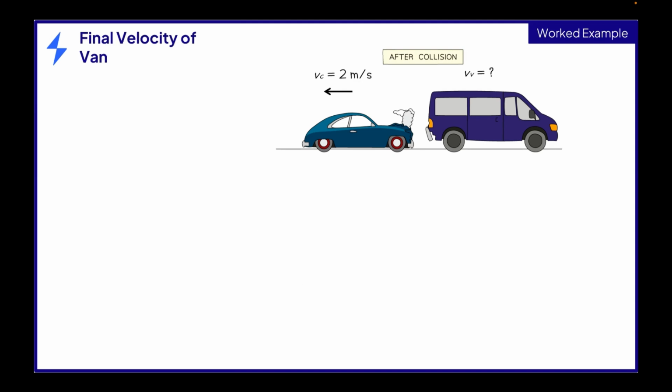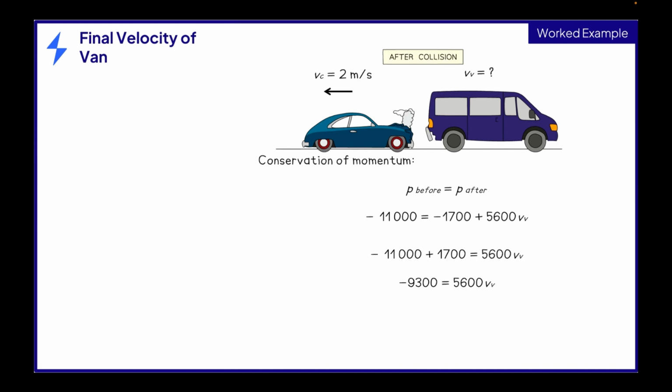mark. The final step is to use the conservation of momentum to equate the momentum before and the momentum after. So, minus 11,000 is equal to minus 1,700 plus 5,600 times the final velocity of the van. Rearrange and simplify to get minus 9,300 is equal to 5,600 times the velocity of the van. Then divide both sides by 5,600 to get the final velocity of the van, which is equal to minus 1.66 meters per second for the final mark.